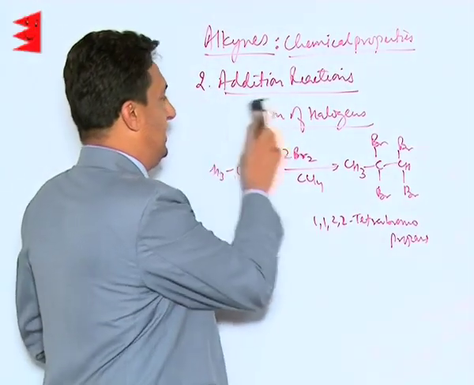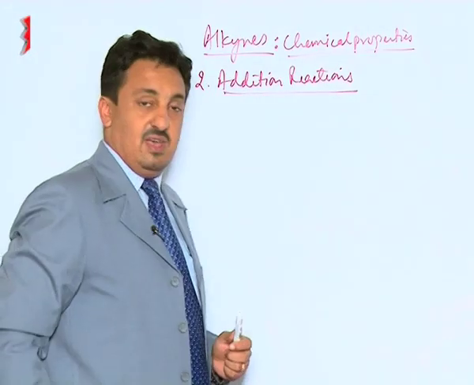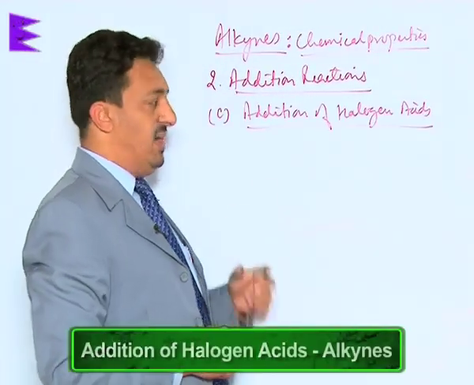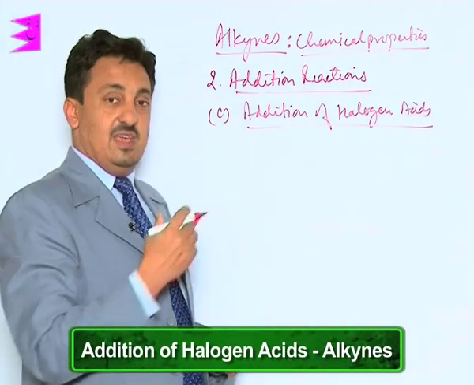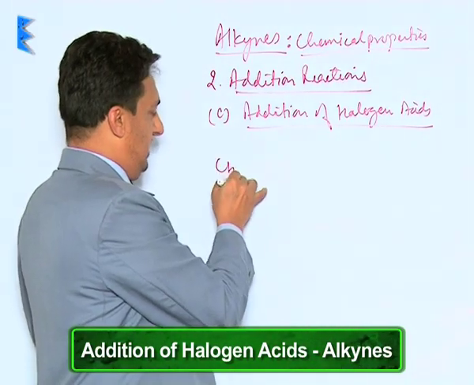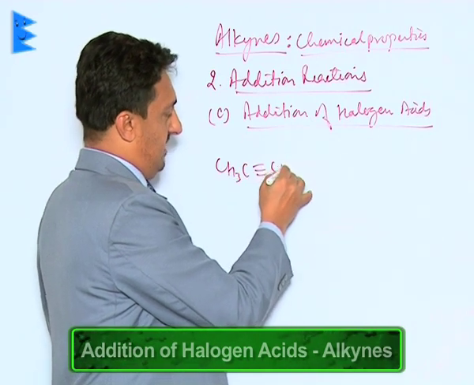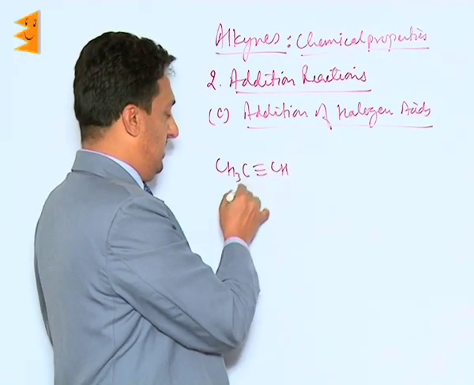Now let us see the addition of halogen acids. The addition of halogen acids follows Markovnikov's rule, where the alkyne is unsymmetrical. Let us discuss this particular example, propyne, which is an unsymmetrical one.